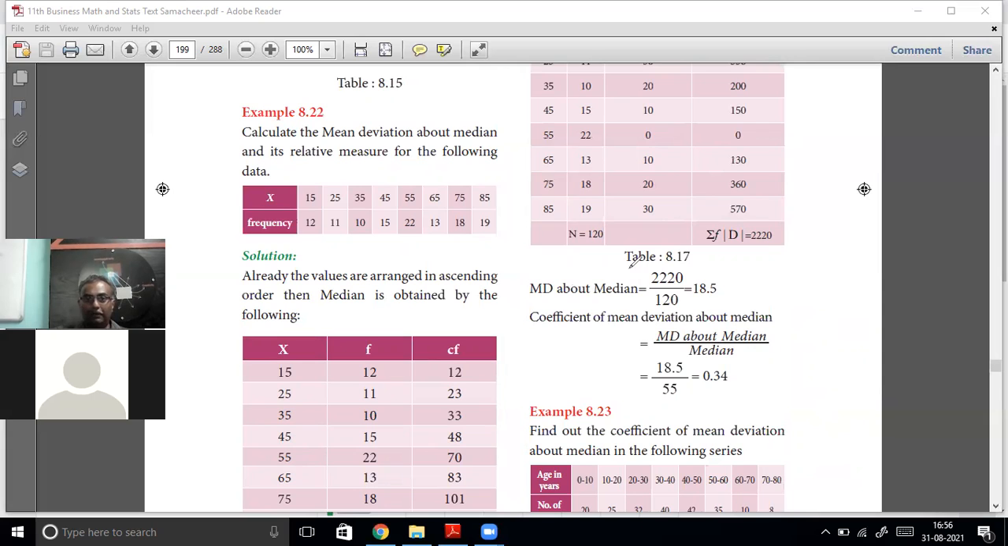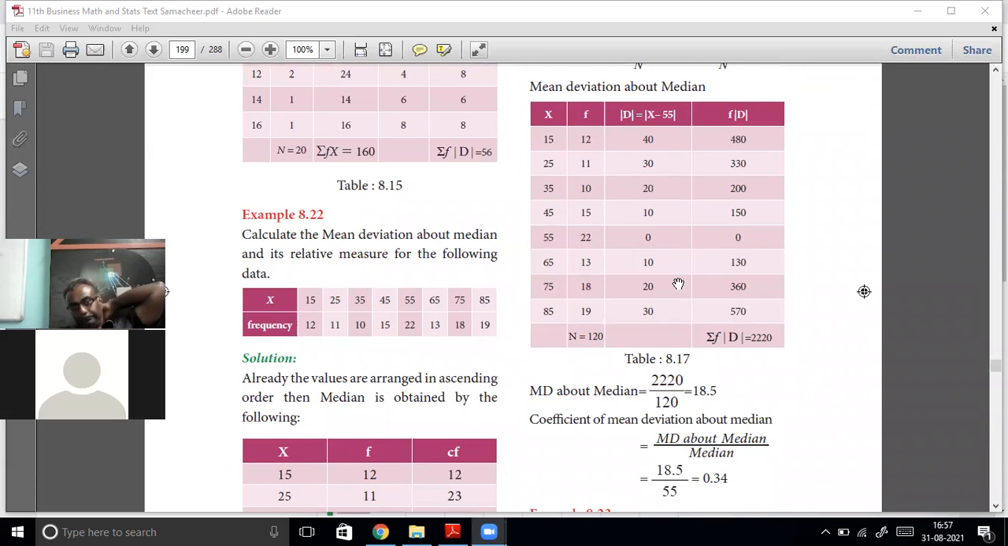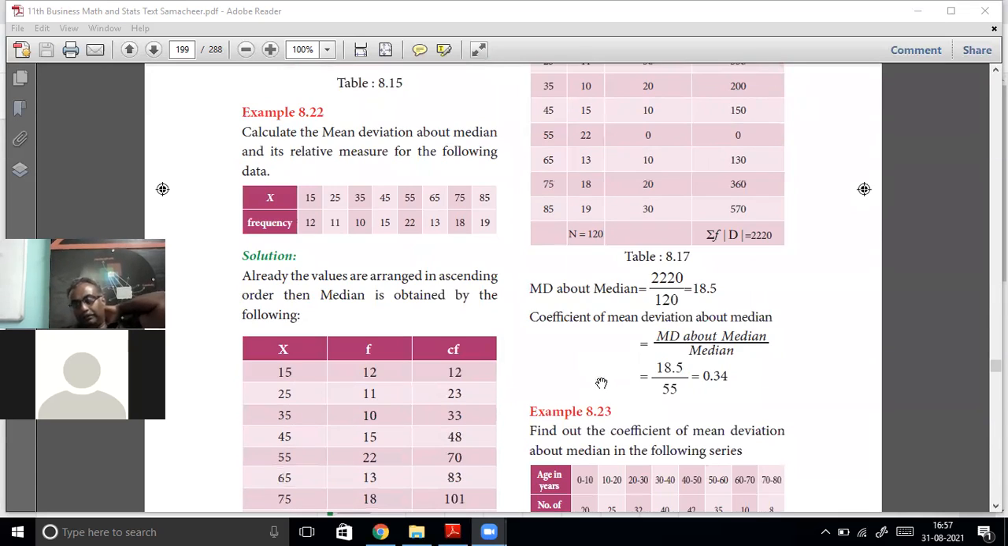After that, you can get the column d, where d is equal to x minus median. So you can straight away write x minus 55. Then multiply f into d, get the sigma of fd, then divide it by sigma f, which is n. So 2220 by 120. That is only your mean deviation. For the coefficient, divide that mean deviation again by the median, or by the mean.